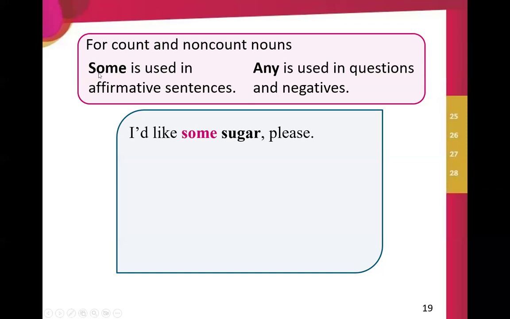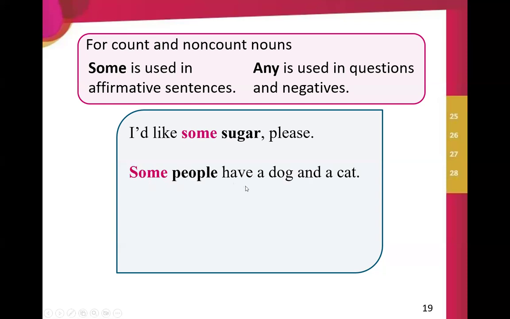Some is used for asking for help, for example, or for offers, ask and offer. But any is used in questions where we need to know the answer, we need to know the information about the question. So I'd like some sugar. Sugar here is an uncountable noun. We use some with sugar. It's correct because this statement is affirmative.